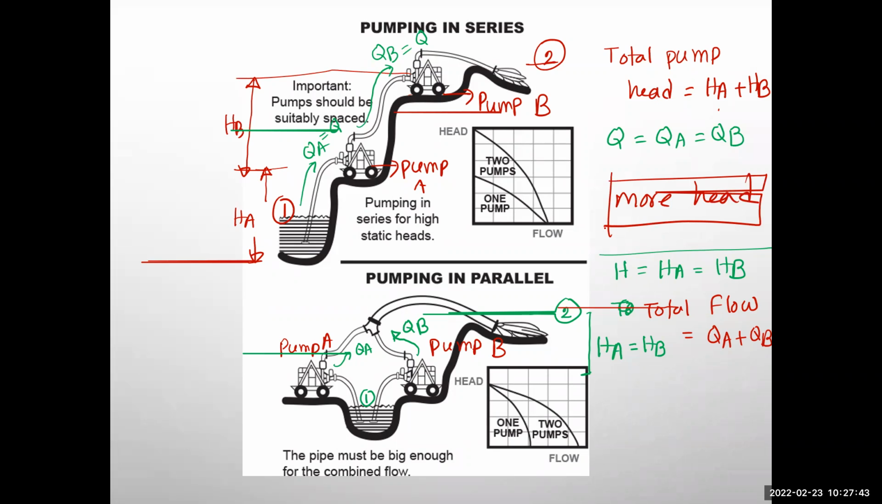Now, if I need more flow for any system, maybe for agricultural purpose, where the height is not that much but I need a huge amount of water, what should I do? Should I add the pumps in series or in parallel? So it should be parallel because it is giving you more flow.